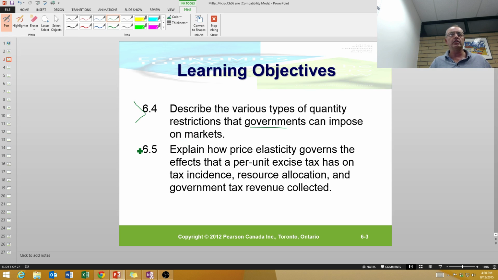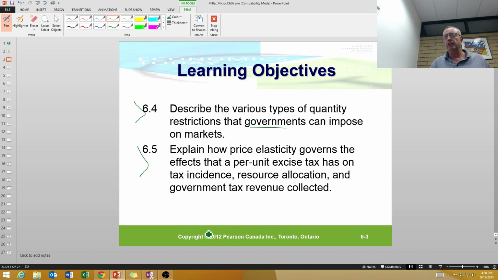And then the final section in chapter 6 deals with using the concepts of price elasticity of supply and demand that we learned about in chapter 4, using that to analyze which party bears the incidence of an excise tax. So what excise taxes are, we'll get to in a bit here.